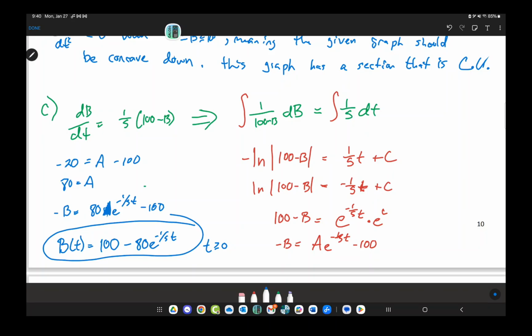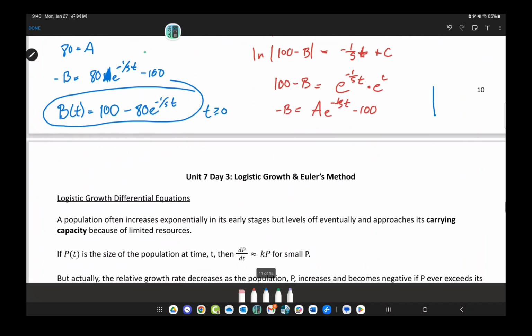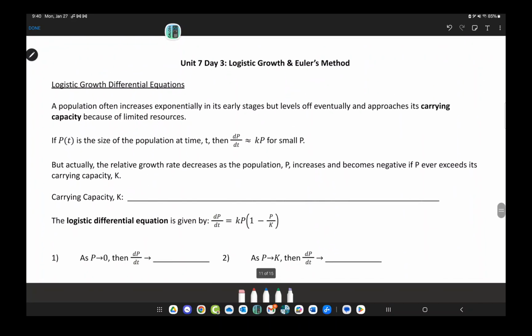Next page. All right. Logistic growth and Euler's method. We probably won't get to Euler's method today, but I'll get to some logistic problems. Now, logistic growth difference equations. A population often increases exponentially in its early stages, but levels out eventually as it approaches a carrying capacity because of limited resources.